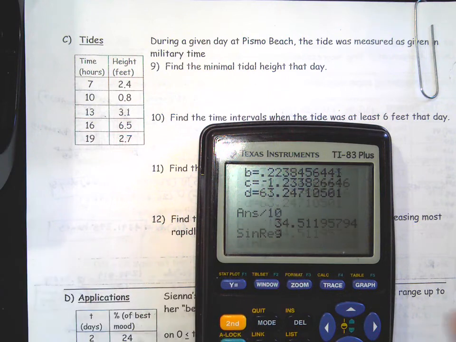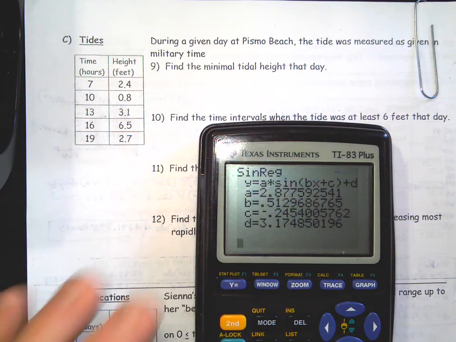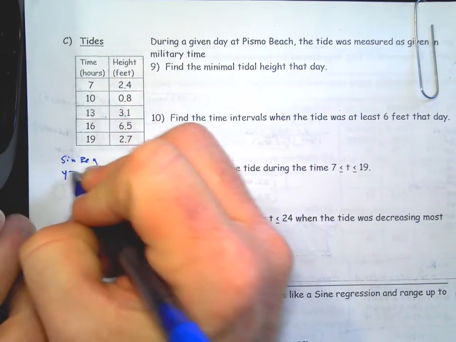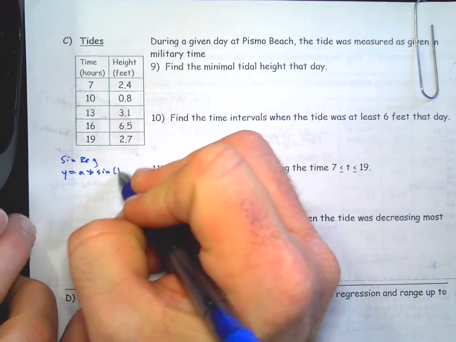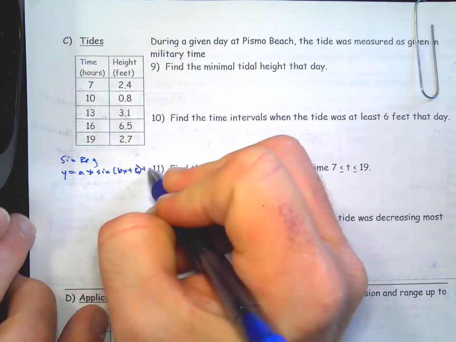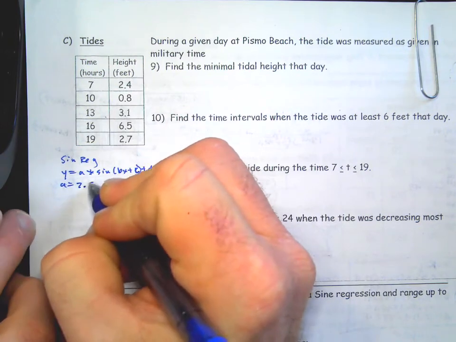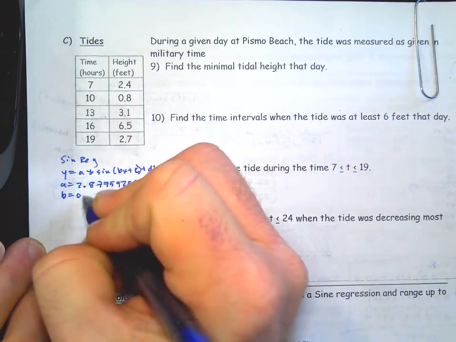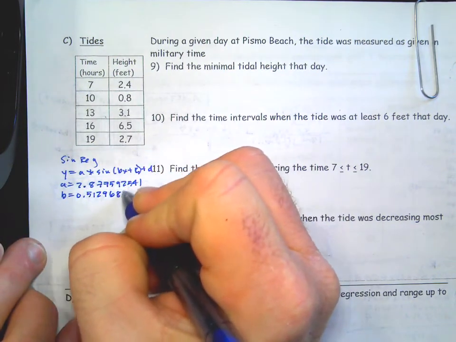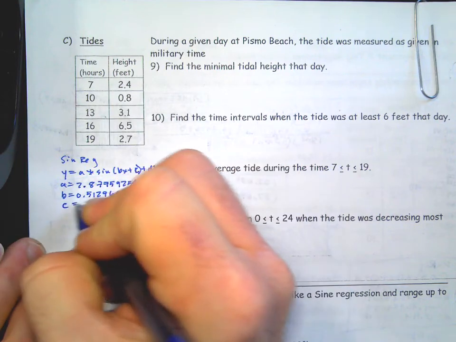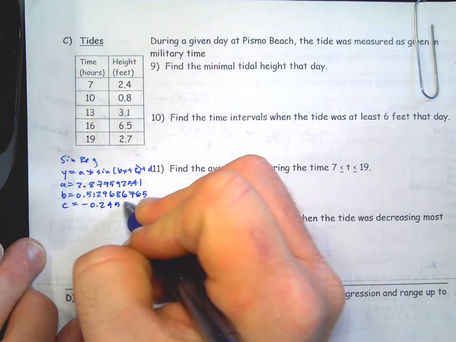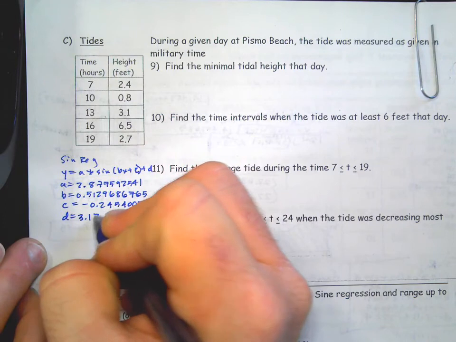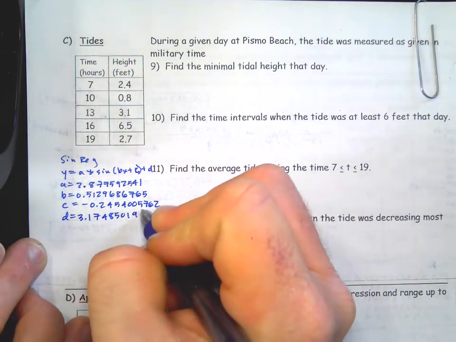We're going to go to Stat, Calc, Sine Reg. Since they're in list 1, list 2, we could just hit enter, or you could type the list names in. There it is. Write this down, all of it. So sine reg y equals a times sine bx plus c plus d, a equals 2.877592541, b equals 0.51296866765. All of it. C equals negative 0.24540055762. D equals 3.174850196.